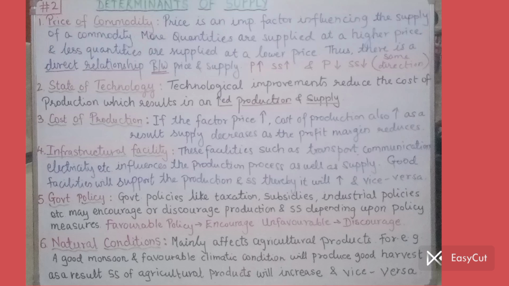Even subsidies: for encouraging the production of a particular product, what government does is announce subsidies for the production of, say, an agricultural product. If there is less production of a necessary agricultural item, then the government announces subsidies to the farmers who will produce that particular crop. So thus, the favorable government policies will encourage the production and supply, and the unfavorable policies will discourage the production and supply. I hope you got the point.